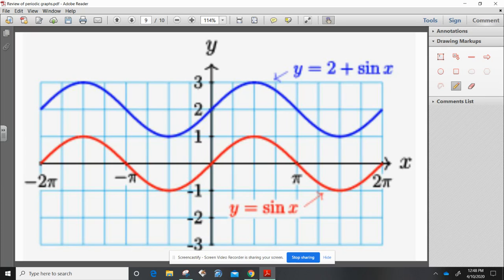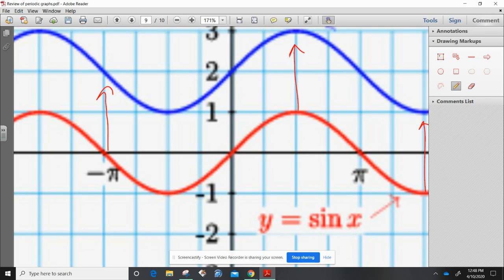Okay, also, you can move these things up and down. Right, so this is every point gets moved up too.